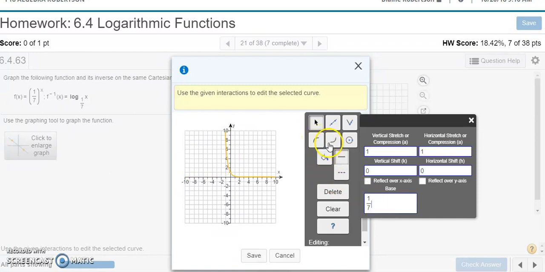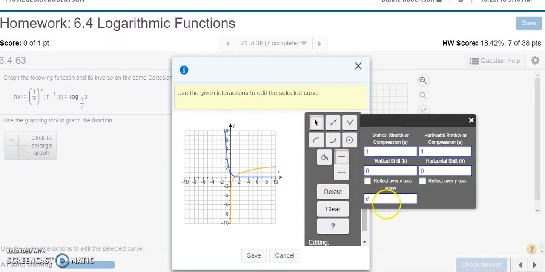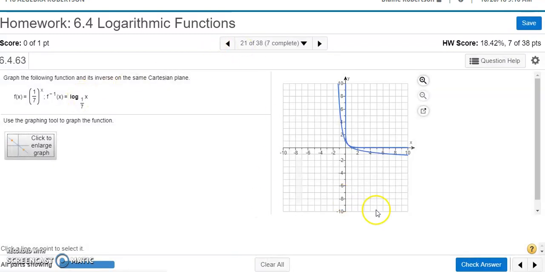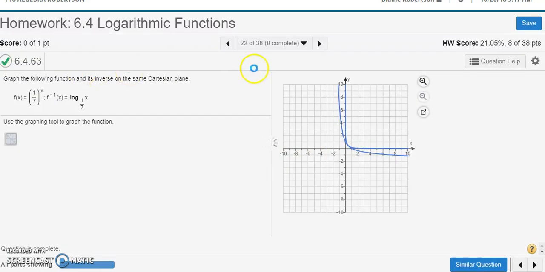And then we're going to grab our logarithmic tool. And once again, the base is 1 over 7. Let's save it. Let's check it. And let's move on.